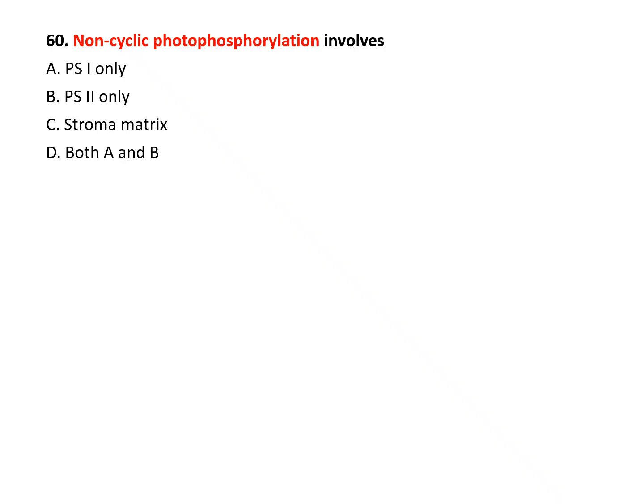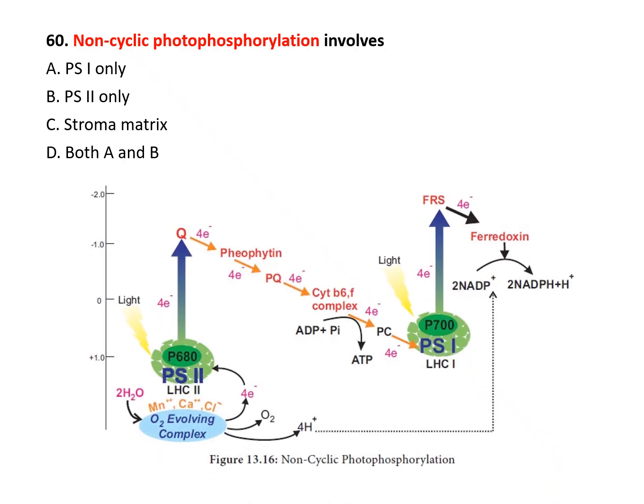The next question, number 60. Non-cyclic photophosphorylation involves option A, PS1 only, option B, PS2 only, option C, stroma matrix, option D, both A and B. The correct answer is option D, both A and B. In non-cyclic photophosphorylation, both pigment systems, that is PS2 and PS1, are involved, and both ATP and NADPH2 are formed.